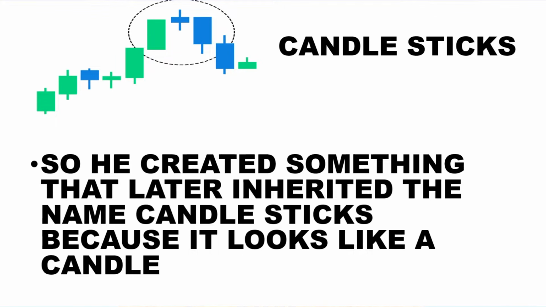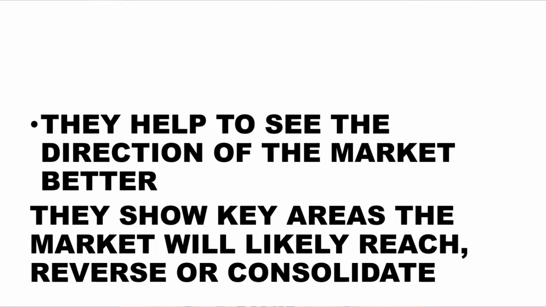So he created something that later got to be called candlesticks that will help you to see the direction of the market, and they also show key areas that the market is likely to reach, reverse, and consolidate. We have a part 2 where we will go in-depth into more information that the candlestick shows. It does more than just show you that price went from 2 to 10 to 1 before closing at 3. It also shows you things like where the market will reach, reverse, or consolidate.